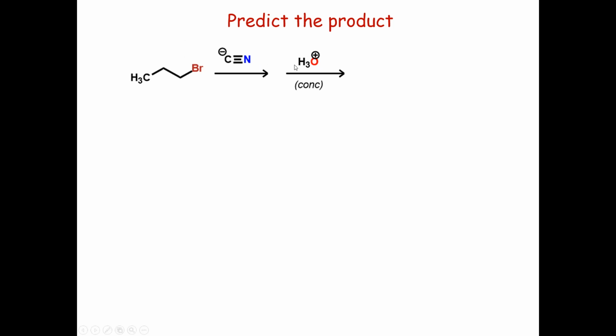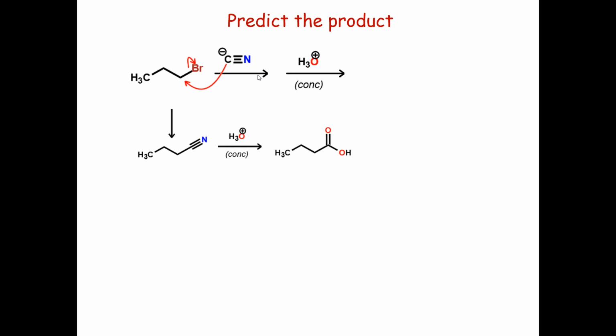So what would the product of this reaction be? See if you can predict the product before I show you. We're going to have the nitrile react with a bromide. What's going to happen? SN2 reaction. And then we're going to hydrolyze it. What does hydrolysis of a nitrile give you? A carboxylic acid. So the product of this reaction is going to be a carboxylic acid.